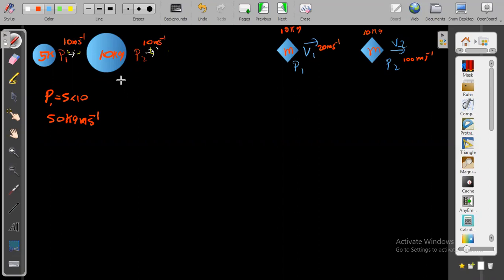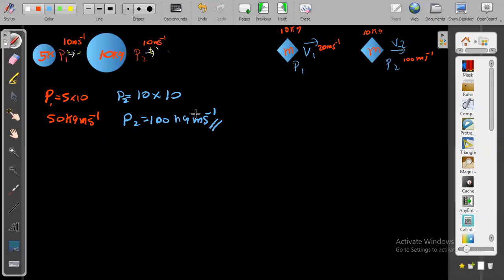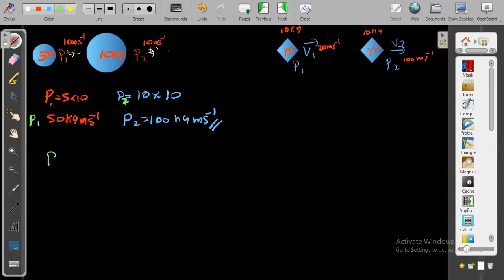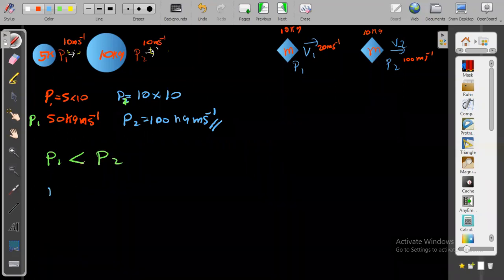Let's see that of the right hand side one. This one has a mass of 10 and a velocity of 10, so P2 is going to be 100 kg m s minus 1. Now have a good look at how it changes. P1 is lower than P2. What is the reason? The reason is m1 is lower than m2, even though the velocities are the same.